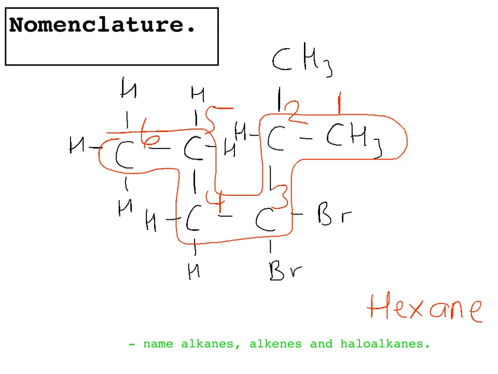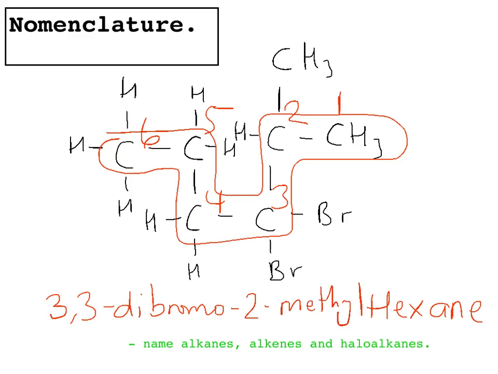Because we do these alphabetically, we're going to name the bromo groups first. So this is going to be 3,3-dibromo, and you've got to make sure that you say where both the bromo groups are. It is very easy for people to get this wrong and just put 3-dibromo. But you're only saying where one of the bromo groups is then. You've got to say where both of them are. So 3,3-dibromo, and then the methyl group is on the second carbon. So 2-methylhexane. And that's what you'd call this compound here.